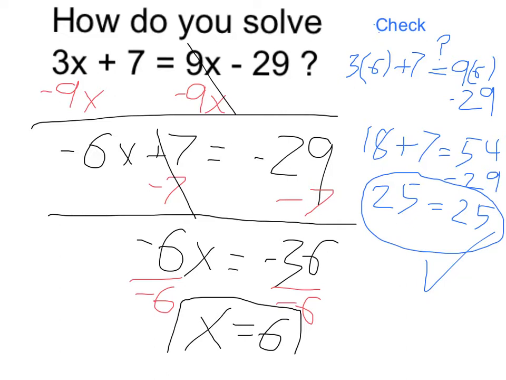Remember, the first critical step is to gather all your x's on one side or the other, and you can do that by subtracting the same thing from both sides. I could have just as easily subtracted 3x from both sides, but I chose to keep the x on the left, thereby subtracting 9x on both sides.